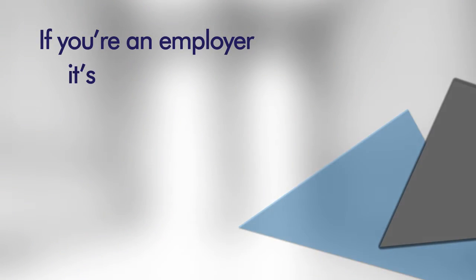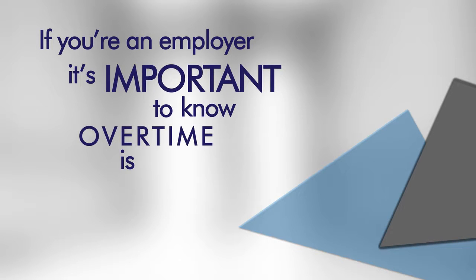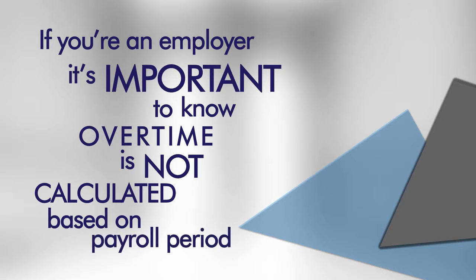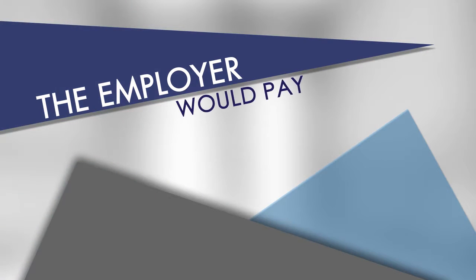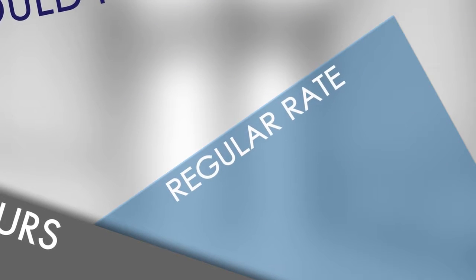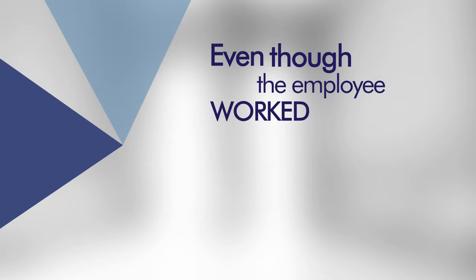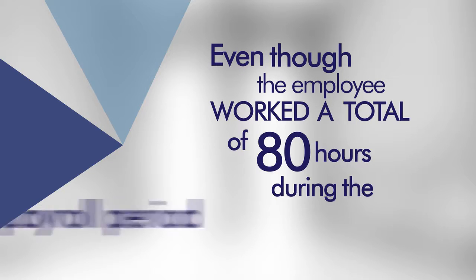If you're an employer, it's important to know that overtime is not calculated based on your payroll period, but on a work week. Most companies have 2-week payroll periods. So if an employee works 50 hours in week 1 of the payroll period, but only 30 hours in week 2, the employer would pay the employee for 70 hours of work at the employee's regular rate and 10 hours of overtime, even though the employee worked a total of 80 hours during the payroll period.